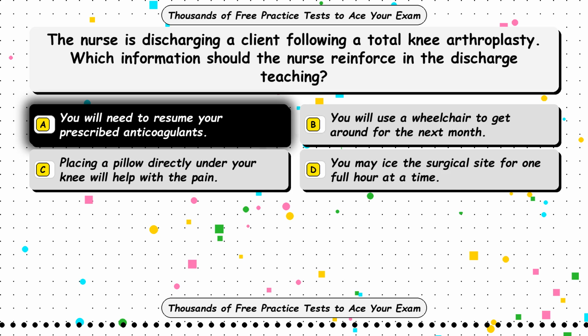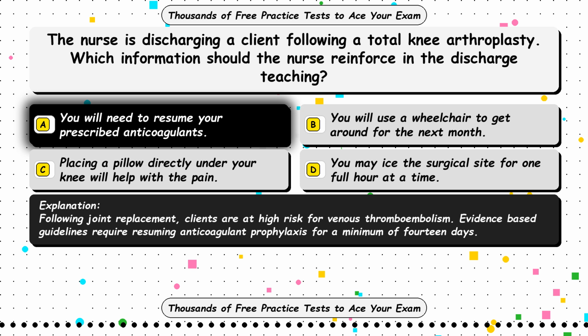The correct answer is option A. You will need to resume your prescribed anticoagulants. Following joint replacement, clients are at high risk for venous thromboembolism. Evidence-based guidelines require resuming anticoagulant prophylaxis for a minimum of 14 days.